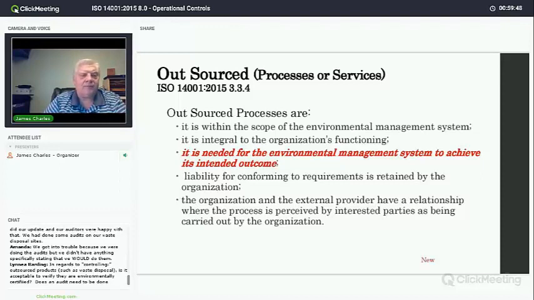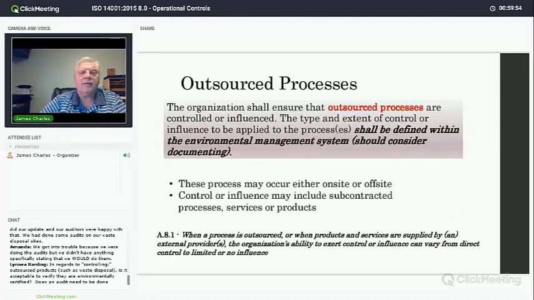It's not critical that you and your auditor agree, because let's go back to the previous slide. The organization shall ensure that outsourced processes are controlled or influenced. That means the organization shall identify what processes are outsourced. It doesn't give that responsibility to your registration company. So your auditor might say, well, how do you control or influence Office Depot? Because they provide paper to your facility. And you can just say, well, we did not consider that to be an outsourced process.